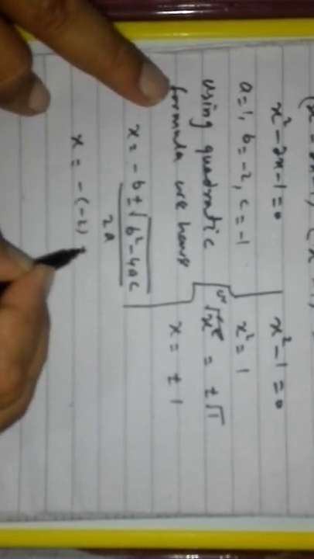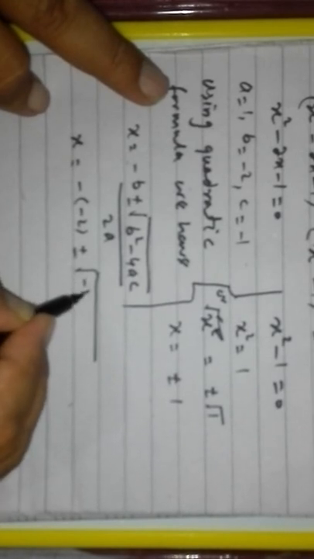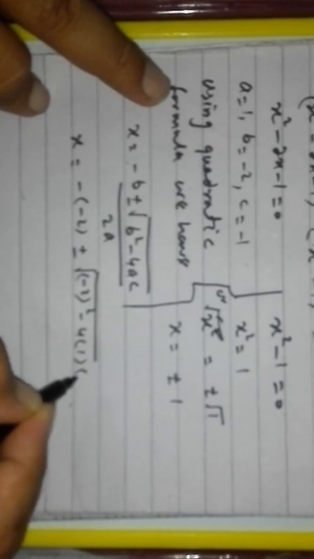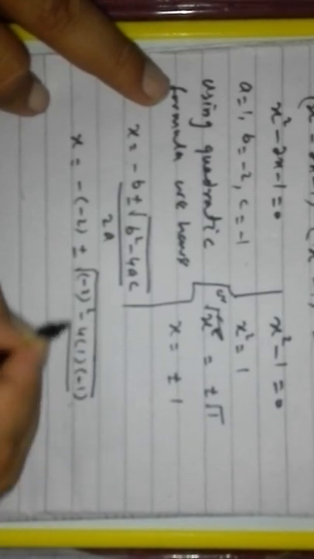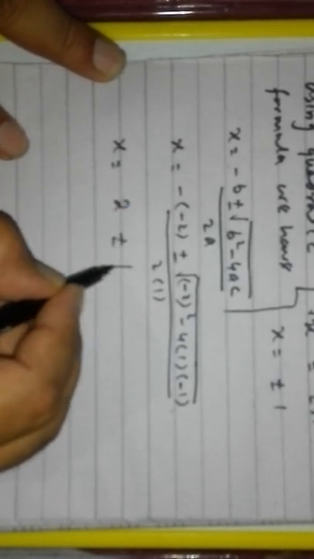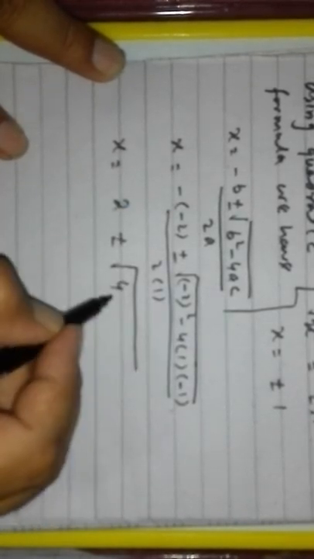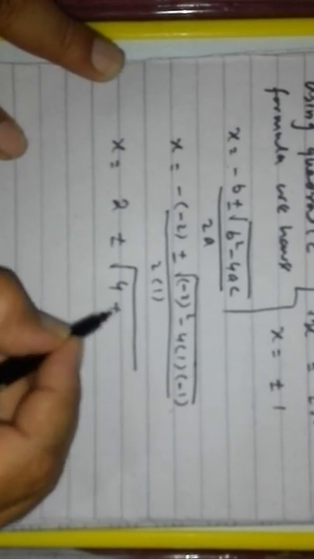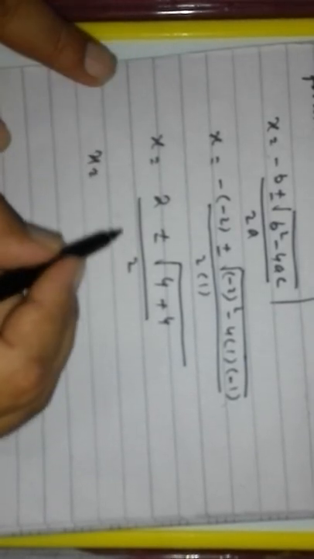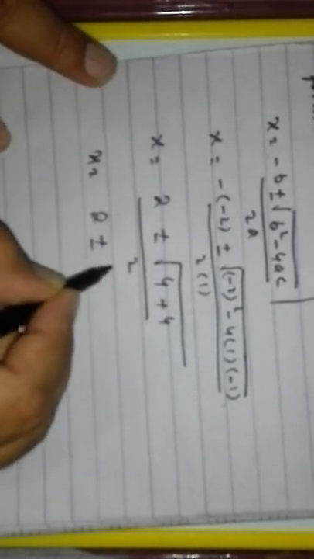Minus 2 plus minus under the root minus 2 square minus 4. The a value is 1 and the c value is minus 1 divided by 2. The a value is 1. Now here we get minus into minus plus 2 plus minus under the root minus 2 square, we get 4, and minus into minus plus 4 divided by 2.